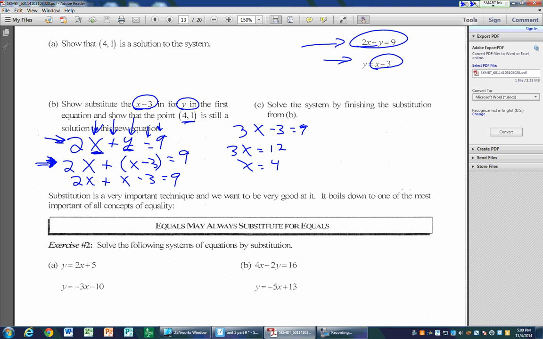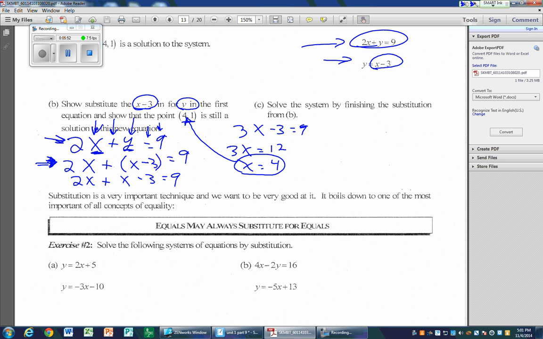If you have to hit pause now so you can write all that down. X is 4. So we see here that x is 4. Okay, we got the x part satisfied. Now let's get the y part.